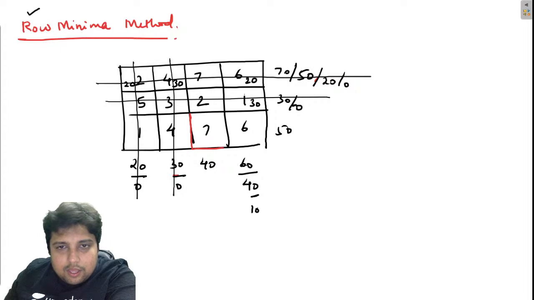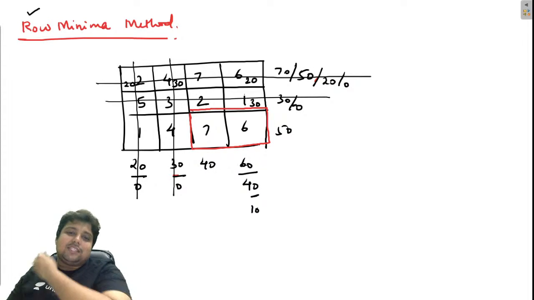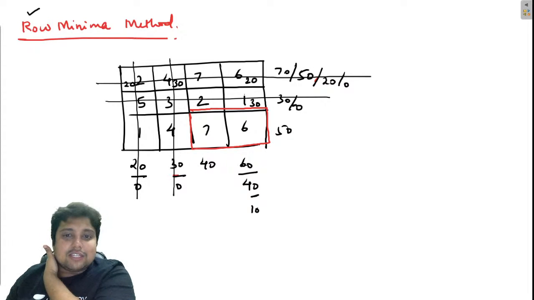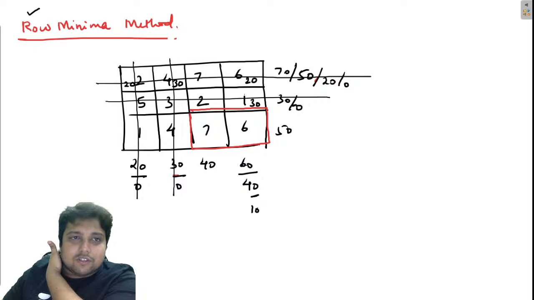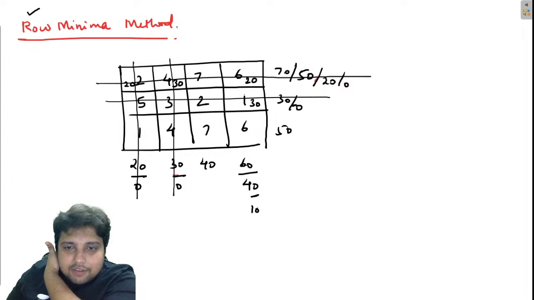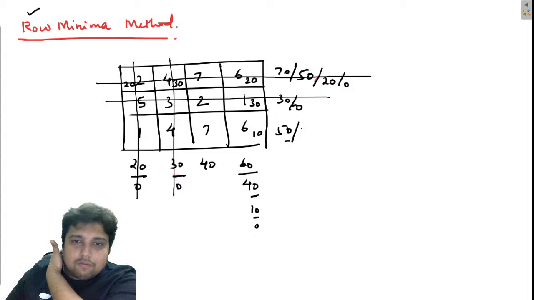Third row. In the third row, out of 6, 7, which is the cheapest? 6 is the cheapest. So I will target 6 first. Asking for 10, I can give 50. Let us give 10, whatever it is asking. 40. Chop. Only one position left. 40 asking. 40 we can give. So 40 here. This will become 0. Cutting.